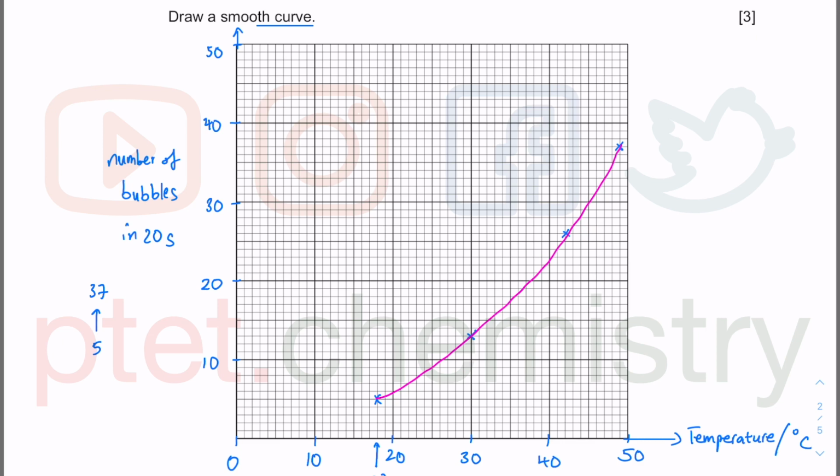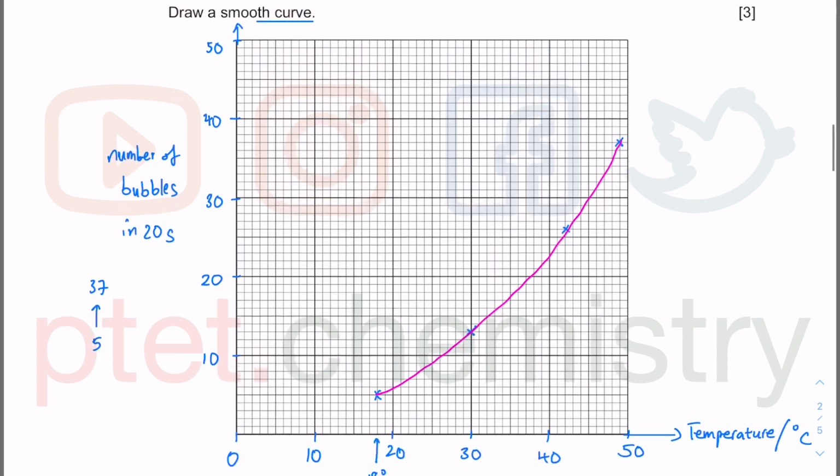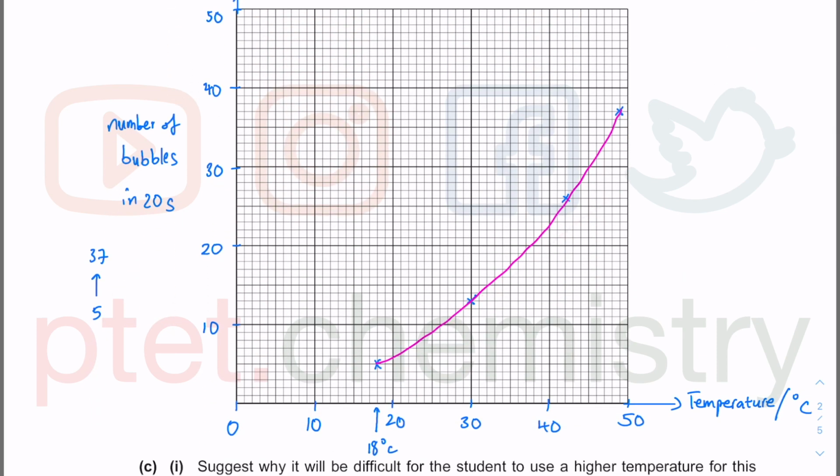For 3 marks, it's all about choosing the right scale on the x-axis, the right scale on the y-axis, the labels on the x-axis and the y-axis. Y-axis is vertical, x-axis is horizontal. Okay, and draw the smooth curve.